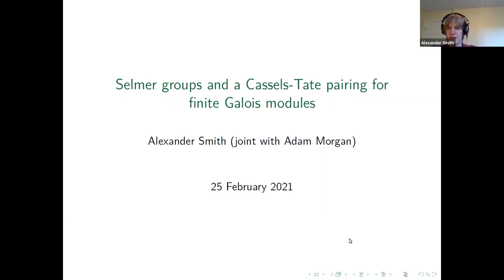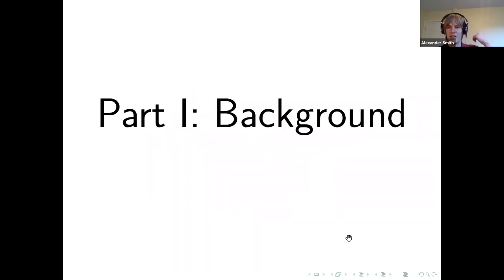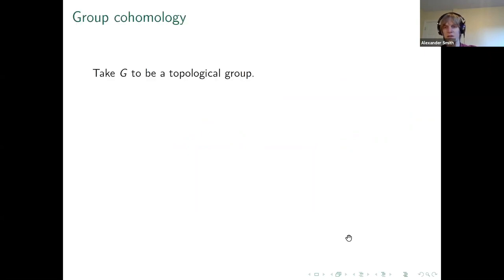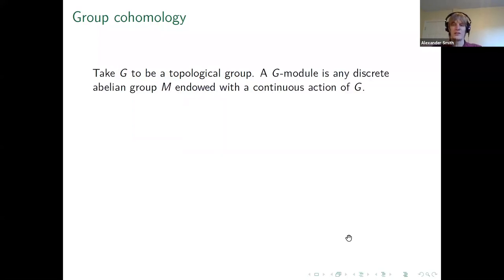Before I get into that, let me talk about the classical framework for understanding the Cassels-Tate pairing as defined by Cassels and then Tate. The two pieces of background that I need to go through are group cohomology for discrete modules and some primers on global and local fields. So for group cohomology, we're going to start with a topological group G, and we're going to look at discrete G-modules.